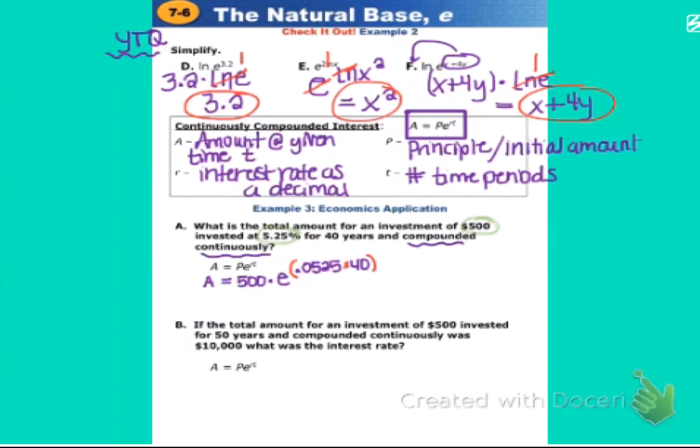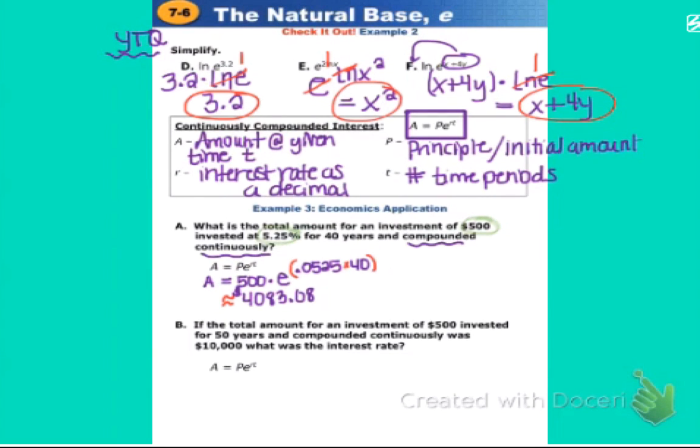So I'm going to type this in: 500 times e. I hit the second key and the ln key, and you'll see that brings up the e. It also brings up the little caret sign and the parentheses, so you can put your exponent in. I'm going to put in 0.0525 times 40. I'm going to close the parentheses, and when I press enter, it'll tell me how much money I would have after 40 years if I could find an investment that would pay me continuous interest at 5.25%. And that turns out to be $4,083.08.